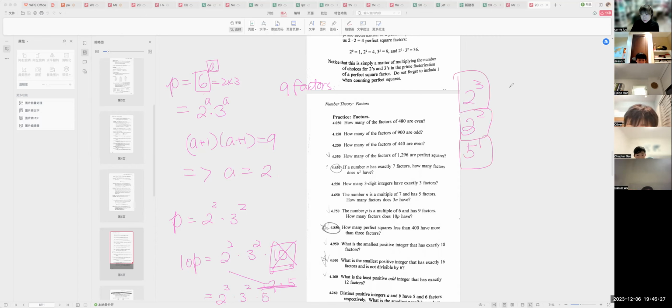So how do we find it? 3 plus 1 times 2 plus 1 times 1 plus 1. So multiplied together equals 4 times 3 times 2 equals 24. So 10p has 24 factors. Okay, I'm going to stop here and let you think about it.